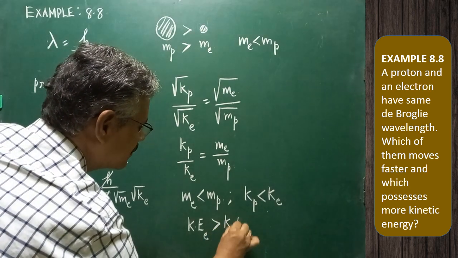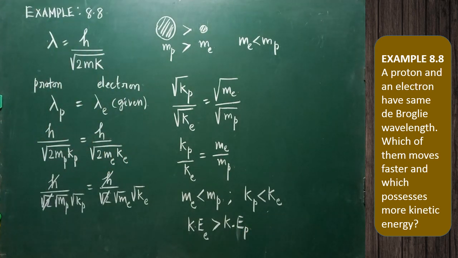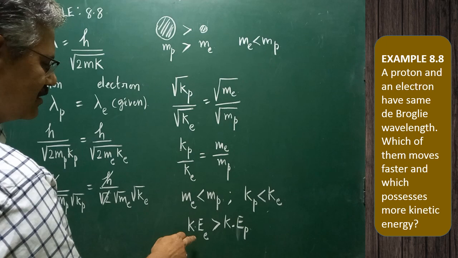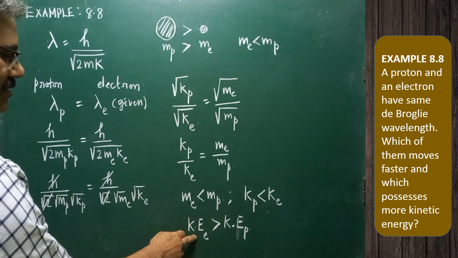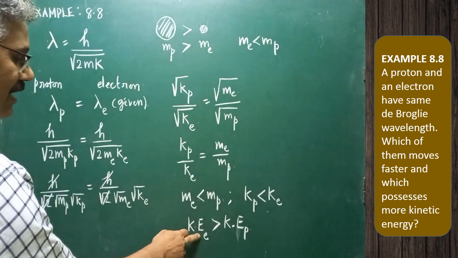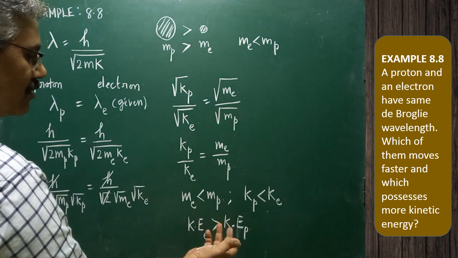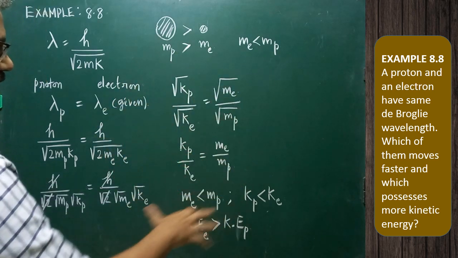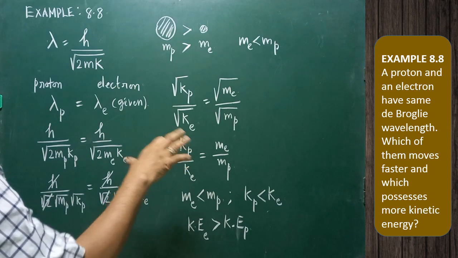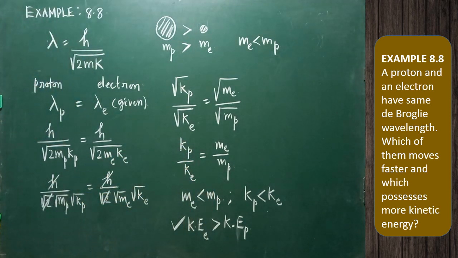So we can write like this. The most important thing is the particle with the lesser mass. The particle with lesser mass, that is the electron, possesses greater kinetic energy than the proton, because the proton has more mass, therefore its kinetic energy will be less. So now we have answered the first part of the problem. Are you clear? This is one of the conclusions that should be written.